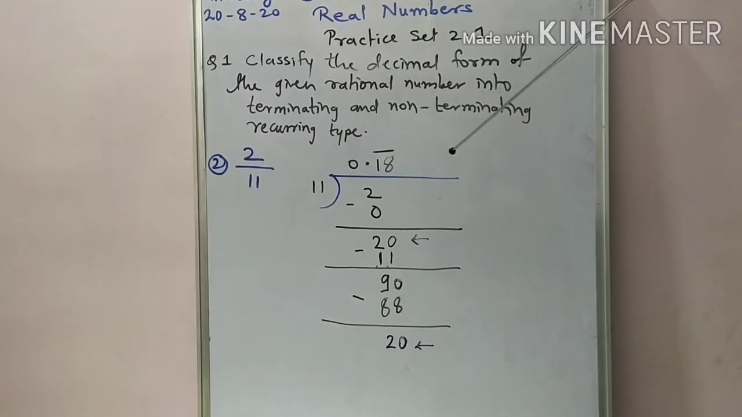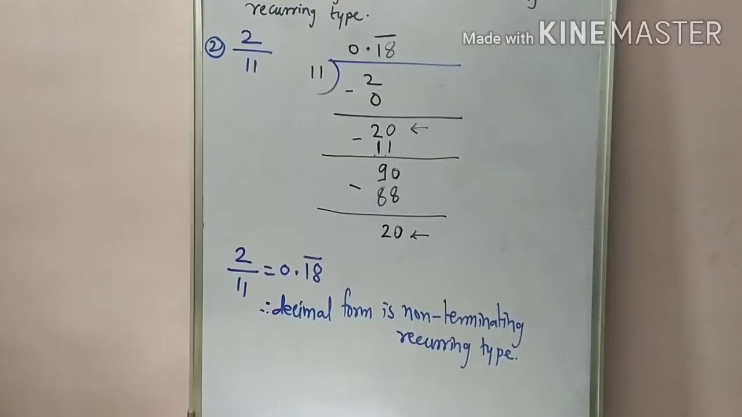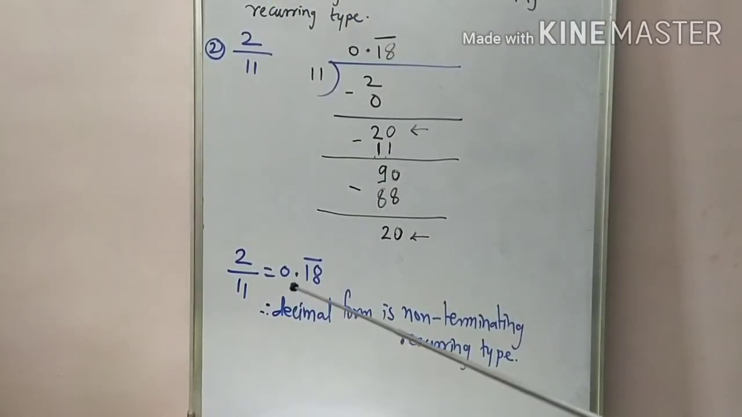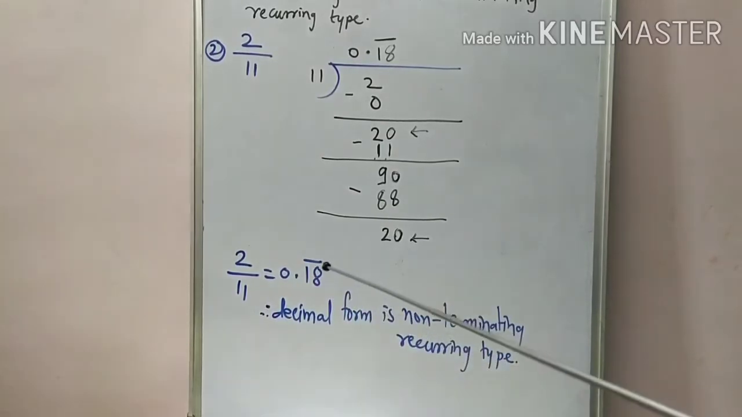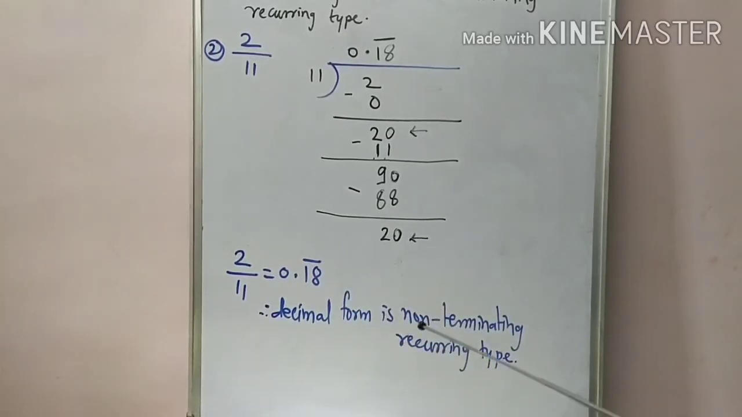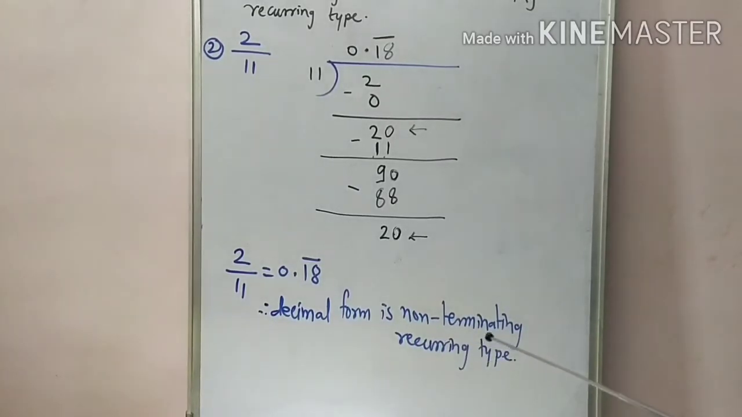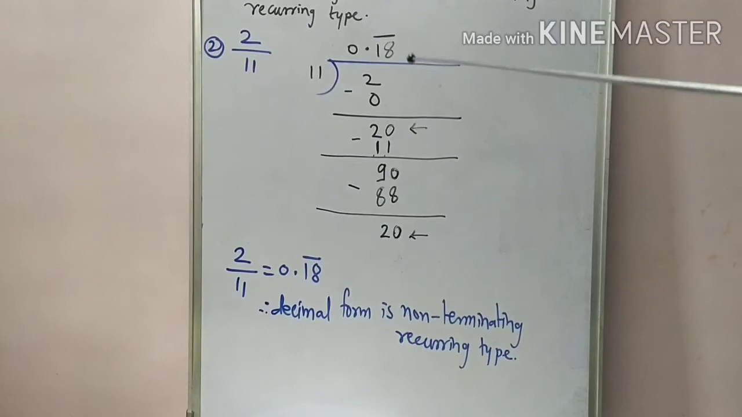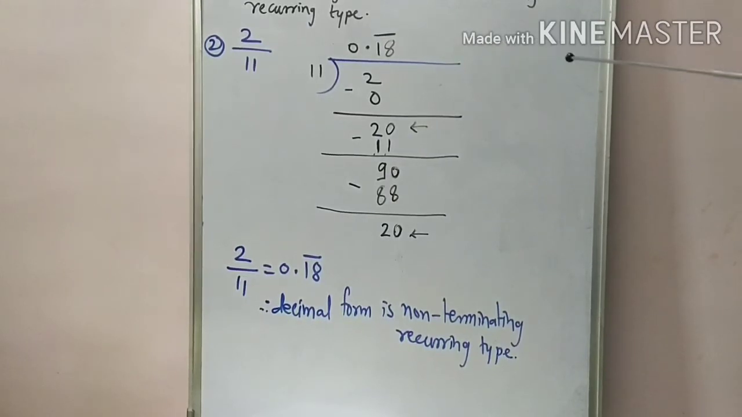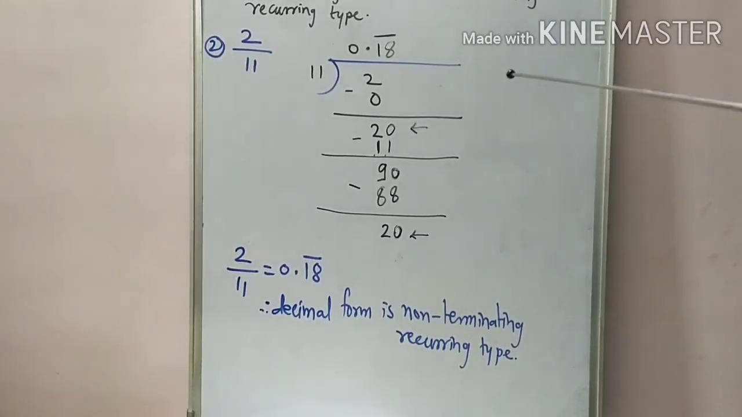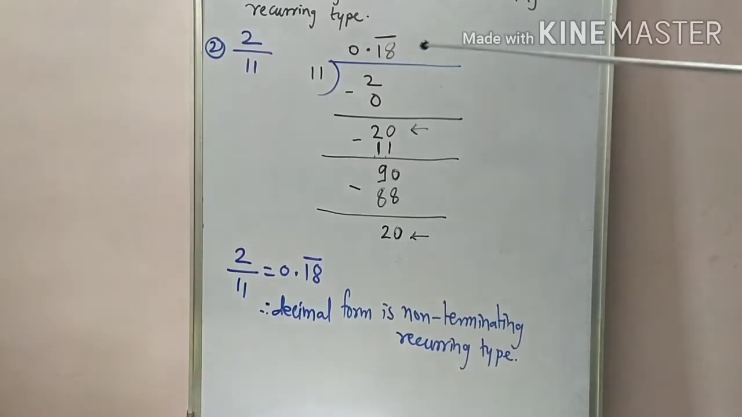Okay, and what does it mean in decimal form, that the answer of 2 upon 11 is what? 0.18 recurring. Okay, so here we write the decimal form as 0.18 recurring, and it means that the decimal form is what? Non-terminating recurring type. Non-terminating means what? Here we get 18 18 18 repeatedly, so it's non-terminating, and recurring means repetition is there.